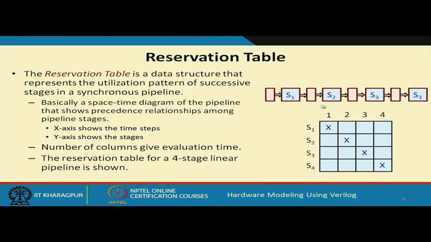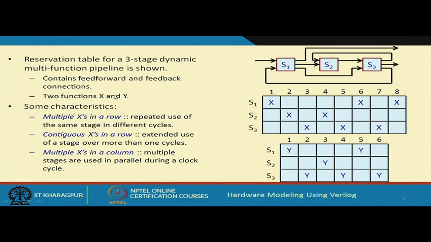These are the stages. So, in time step 1 you are using S1, time step 2 you are using S2, time step 3 S3, time step 4 S4. So, it will be a diagonal matrix kind of a thing, X will go like this. For a linear pipeline, the reservation table will always look like this, right. But for a non-linear pipeline, the reservation table can be more complex, because as we have seen, for a non-linear pipeline there can be feed forward like S1 to S3 or feedback S3 to S2, S3 to S1, such connections.